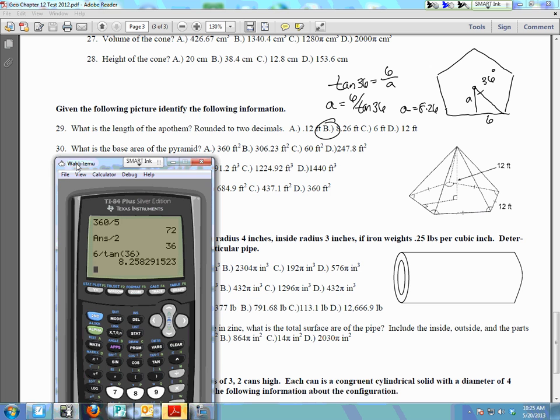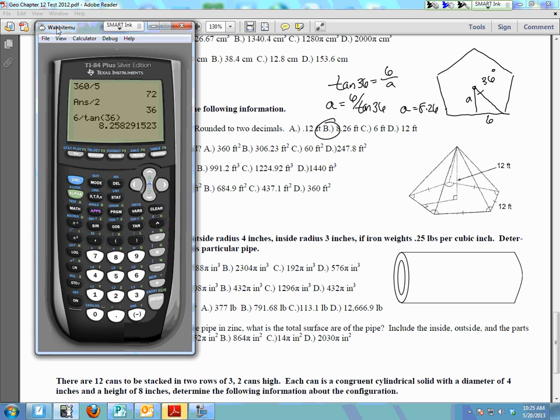Question 30 says, what's the base area of the pyramid? Well, that formula is 1/2 apothem times perimeter. So 1/2 my apothem, 8.26, times my perimeter, which is going to be 12 times 5, which is 60. So multiply it by 60, and multiply by 1/2. That gives me 247.748. So option D.